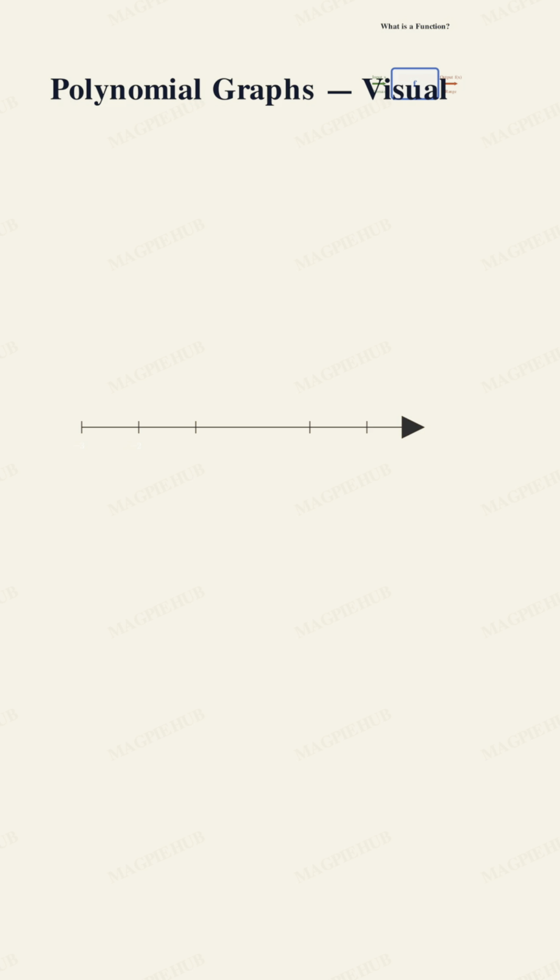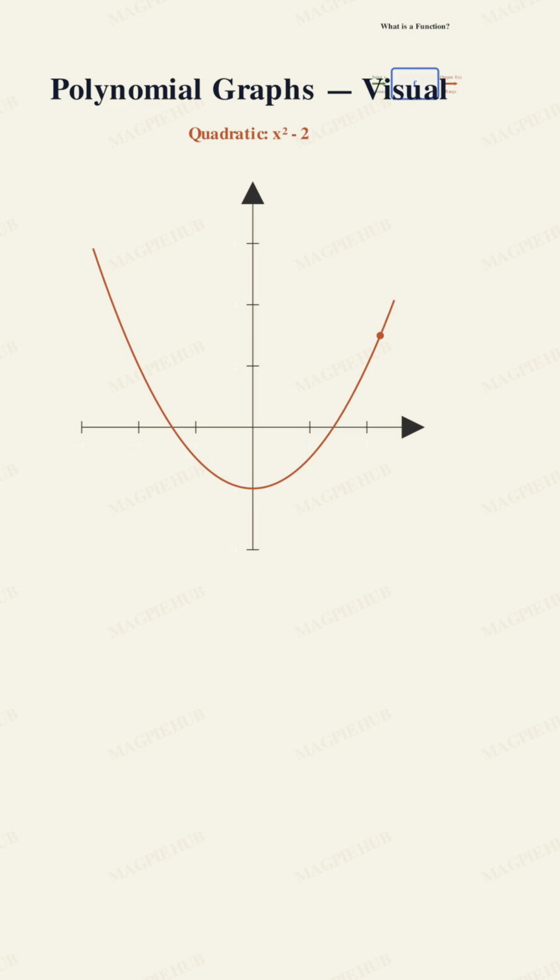Now watch the shapes of polynomial graphs as the degree increases. A linear polynomial gives a straight line. A quadratic gives a parabola, one turning point. A cubic can have two turning points and crosses the x-axis up to 3 times. A quartic, degree 4, can have up to 3 turning points.